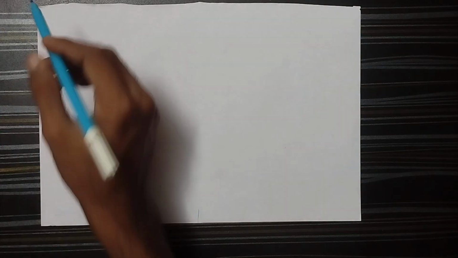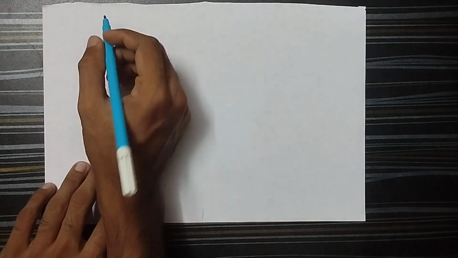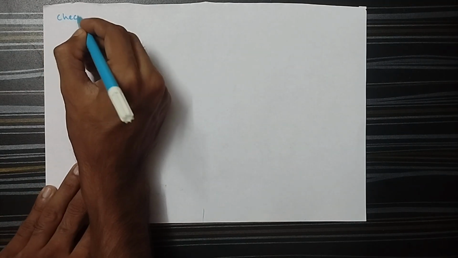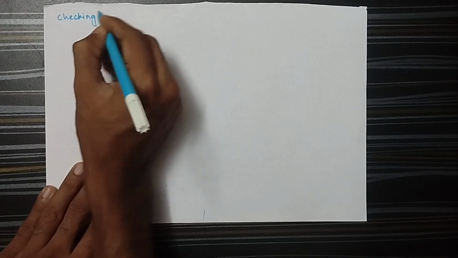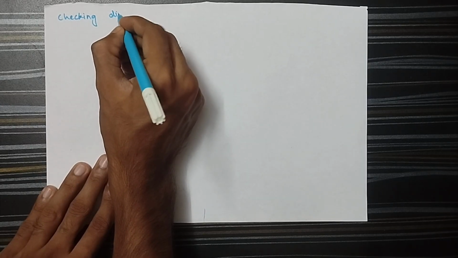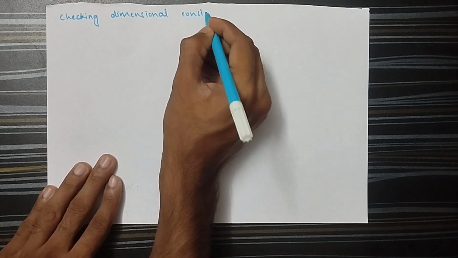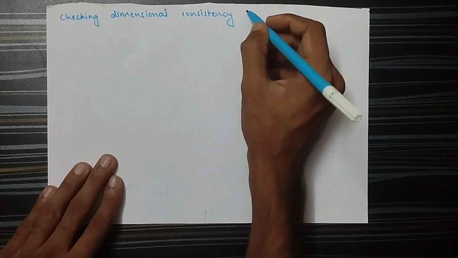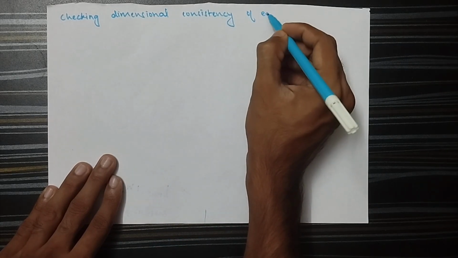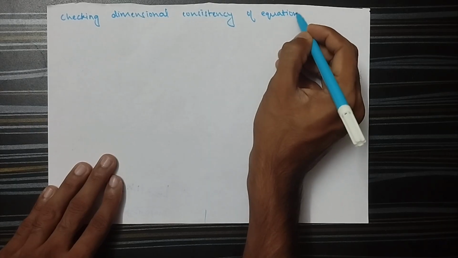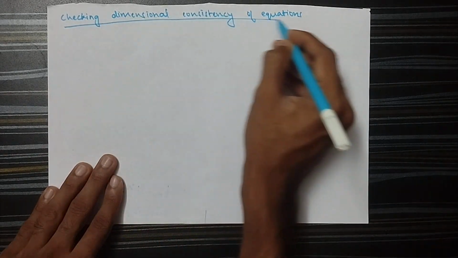Dimensional analysis and its applications. So now we are learning the applications of dimensional analysis, and in this part we'll take the dimensional consistency of equations. So this is the first application of dimensional analysis. It is checking dimensional consistency of equations. Now I'll tell you what dimensional consistency and actual consistency actually means.